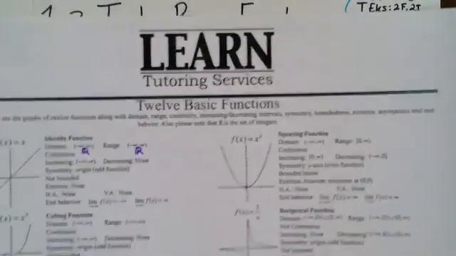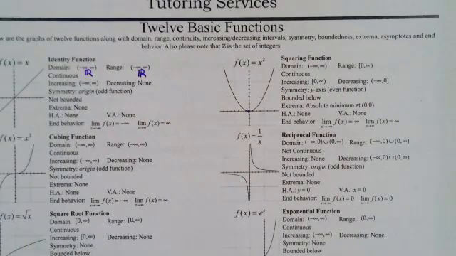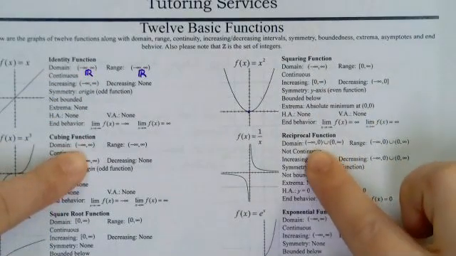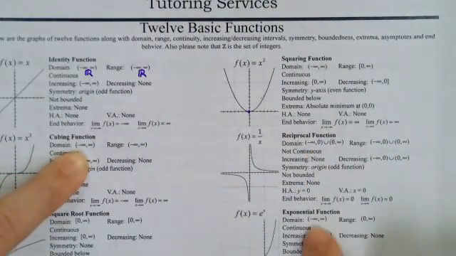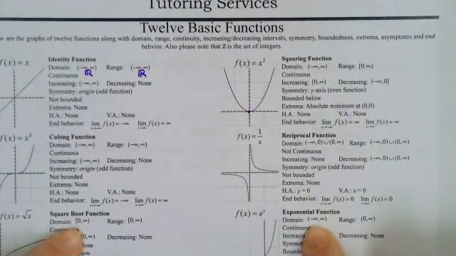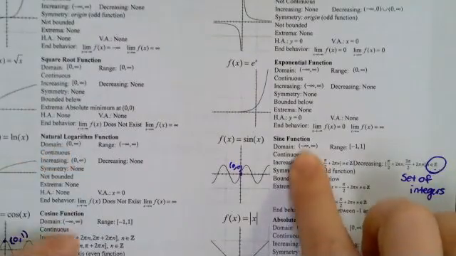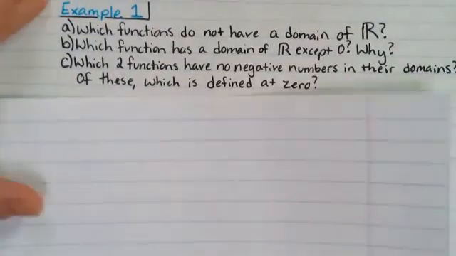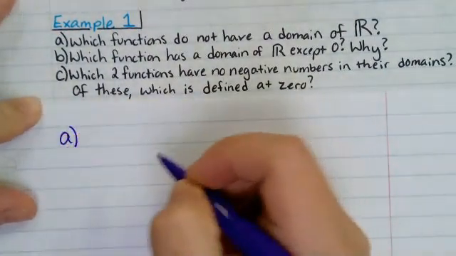You can go back to this lovely little sheet of paper and look for the ones that do not have all real numbers. All real numbers, all real numbers, all real numbers, nope. Reciprocal does not, so we'll write that one down. All real numbers, nope. Square root does not. Natural log does not. And I go down here, all real numbers, all real numbers, all real numbers, all real numbers, all real numbers. So there were only 3 that did not have a domain of all real numbers.